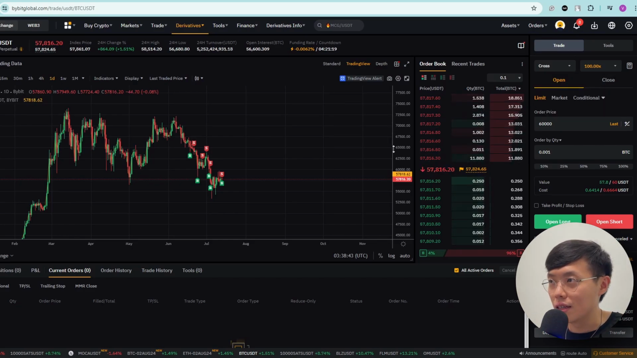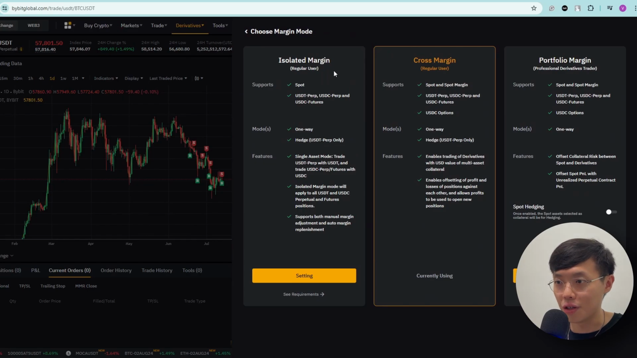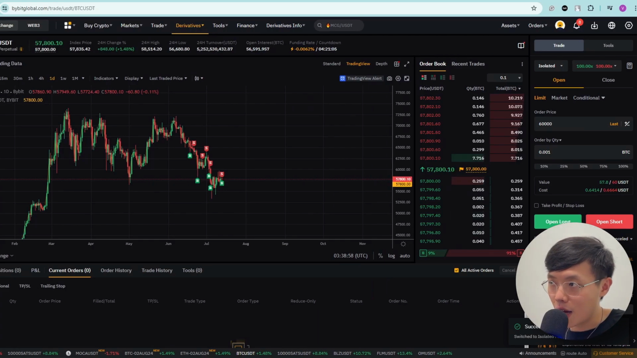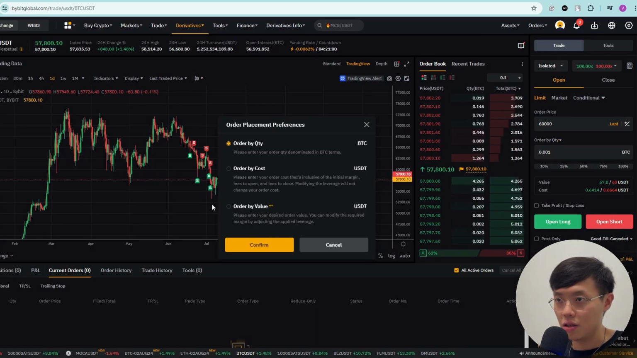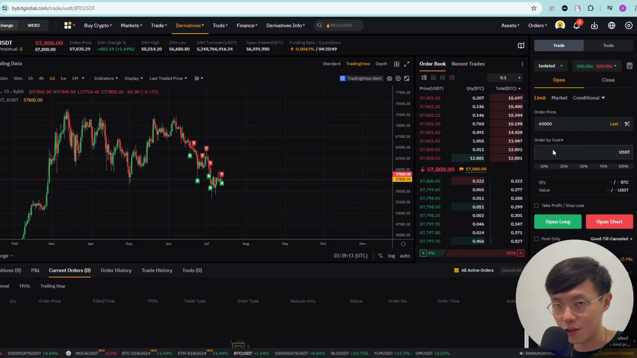So the other one is isolated margin. For isolated margin, it's very simple as well. All I have to do is press here and click isolated margin, right? And now let's switch to isolated margin. So for isolated margin, instead of quantity, we're going to click on cost, confirm. So always 5% of your margin. Right now I have 99.9, which is 100 USD.